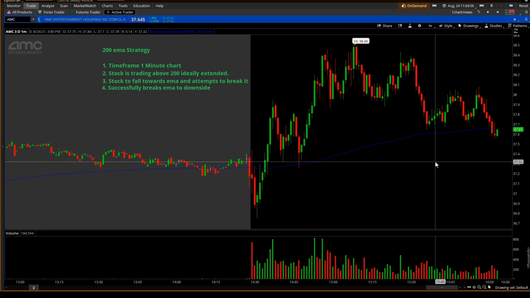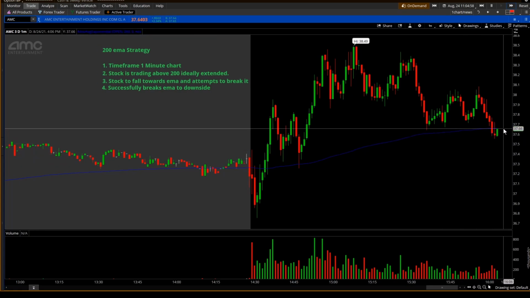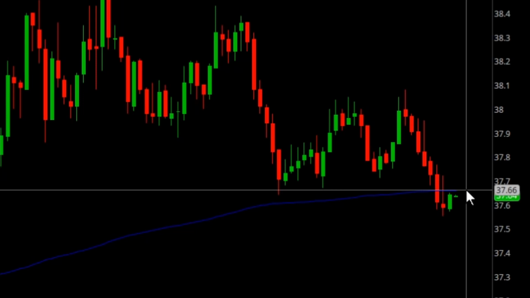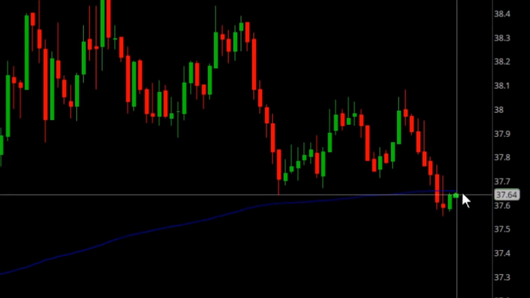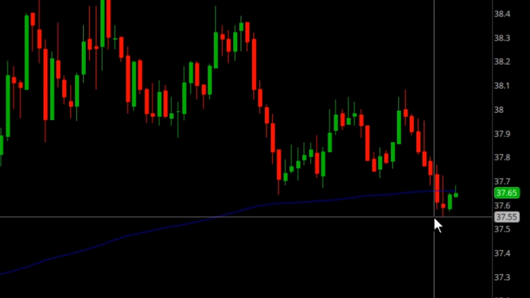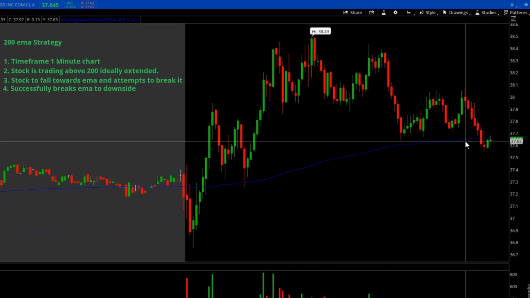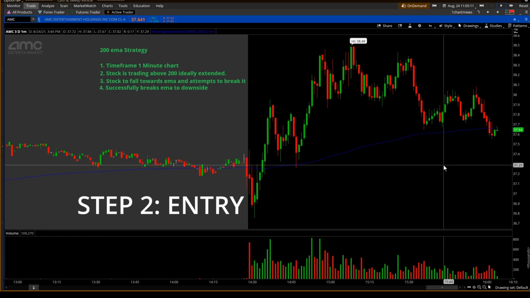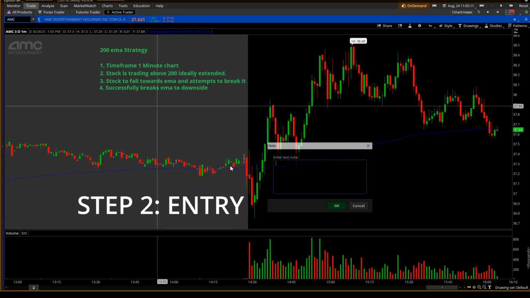What I want from this is for it to attack that 200 EMA. I want to make sure that it attacks that 200 EMA and starts failing off of it. So this is the attack towards the 200 EMA. It's being rejected. So the next step we're going to take is our entry rules.